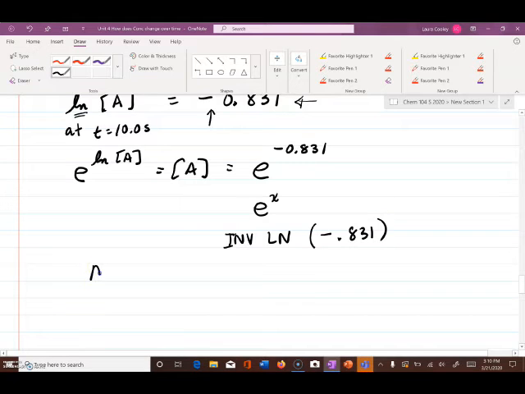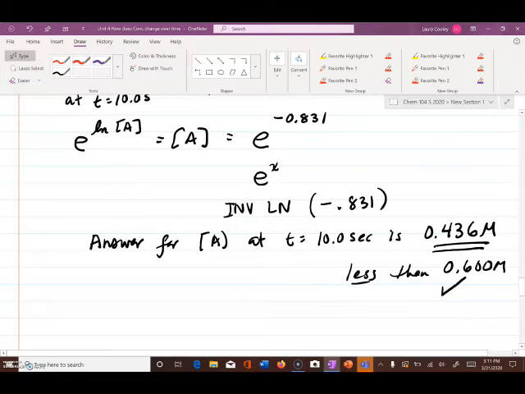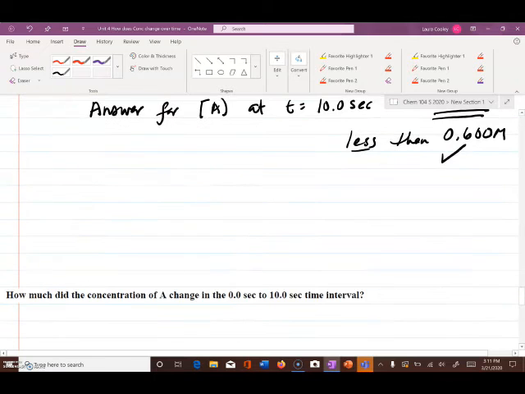Okay, so the answer, which is the concentration of A at T equals 10 seconds, is 0.436 molar. You can see that it is less than the initial. If it's not less than the initial, then you did something wrong. So you have to make sure that you know how to do that.